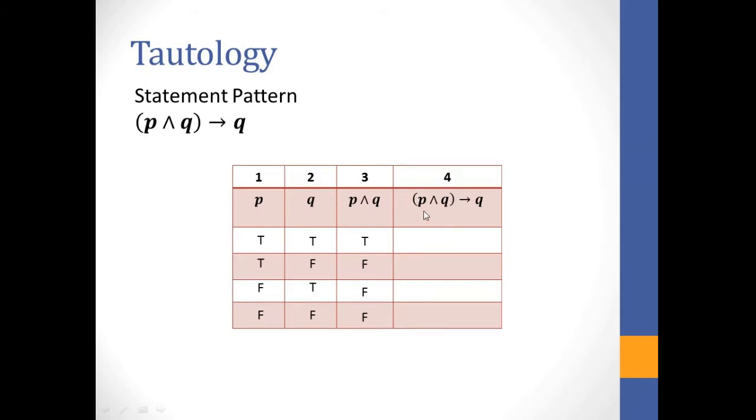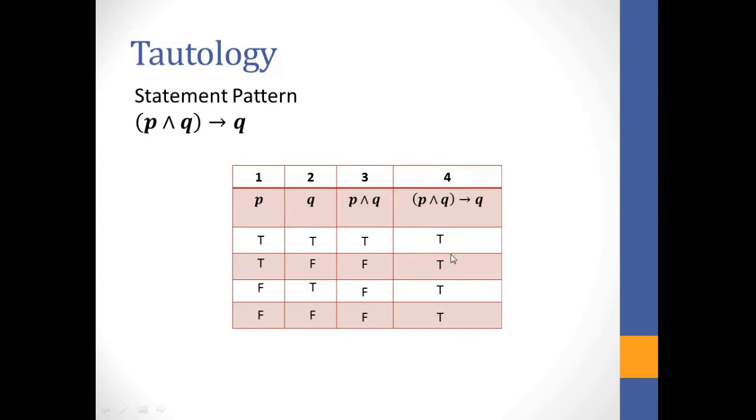Now the last one: P and Q implies Q, meaning the third column implies the second column. T implies T is T, then T implies F is F, which is... then F implies F is also T. Remember, F implies F is also T. Then F implies T is again T, and the last one, F implies F, is also T.